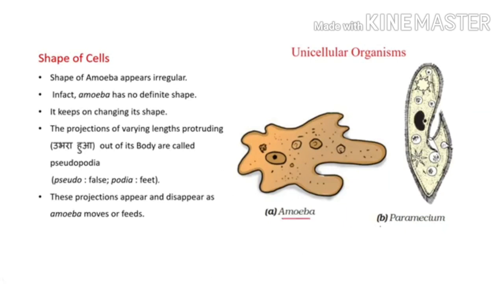For unicellular organisms like amoeba, the shape is irregular, like you can see in the diagram. In fact, you can say amoeba has no definite shape. It keeps on changing its shape. There is no set pattern for its shape. See in the diagram here.